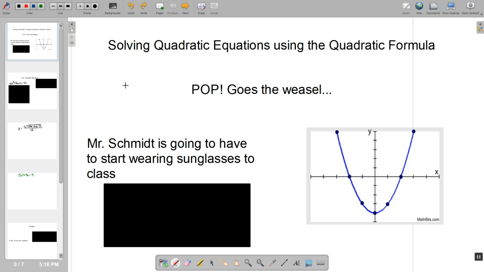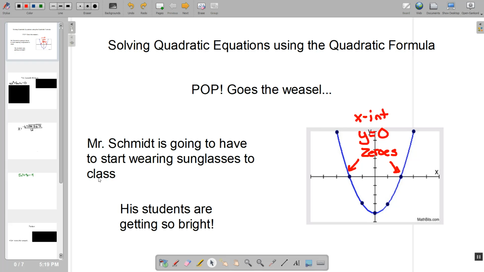Now, to solve these problems, once again, I want to make sure we are clear that the solutions to a quadratic equation are always called the zeros. We call them the zeros because we want to know where the equation is equal to 0, or more specifically, we're looking for the x-intercept of our quadratic equation. So even though we're learning a new method, we are still solving the same problems, and we are looking for the same answer.